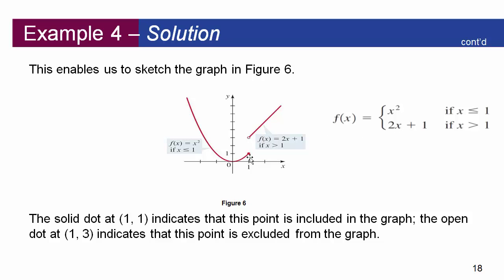And you can see we have a solid dot here because this is a less than or equal to, and we have an open dot here because this is strictly greater than. The reason we do that is to make this a function, because a vertical line can only hit it in one place. If these were both solid dots, a vertical line drawn at 1 would hit it in two places.